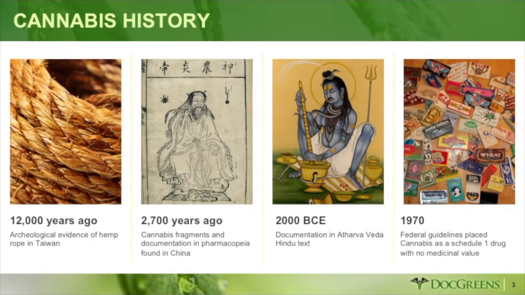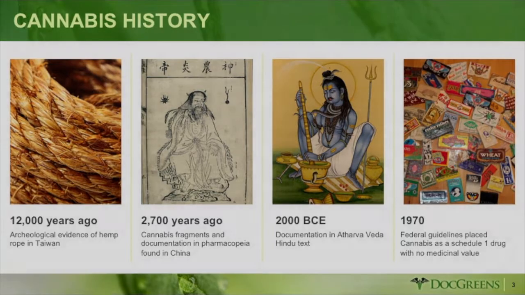Cannabis has been a plant that's been around for many years. There's evidence of it dating back down to 12,000 years ago. This is not a new substance or something new that is unfamiliar to us.